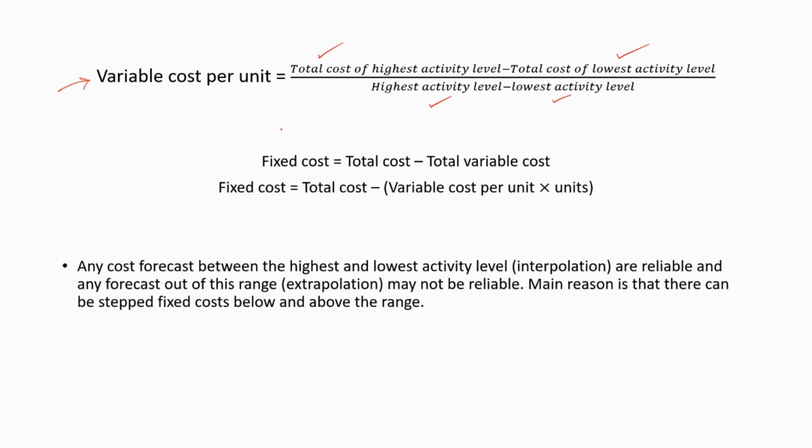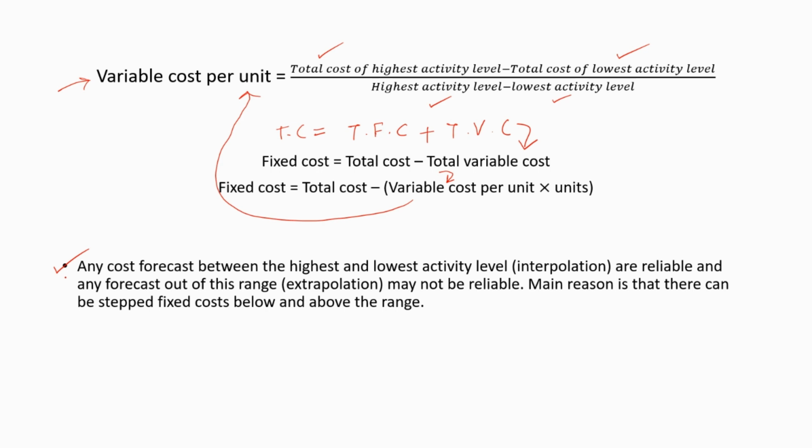We know how to calculate the total cost. Total cost is equal to total fixed cost plus total variable cost. Using this formula, we can calculate the total fixed cost. Total fixed cost is equal to total cost minus the total variable cost. We can calculate the total variable cost using the variable cost per unit multiplied by the number of production units. We can find the variable cost per unit using this formula. This is how we can calculate the variable cost portion and the fixed cost portion in a semi-variable cost.